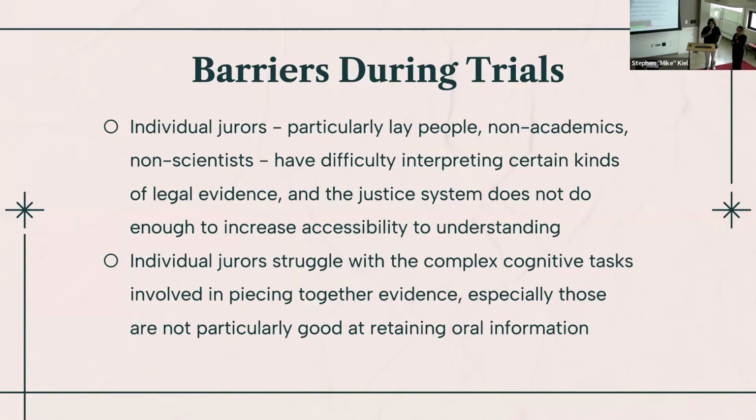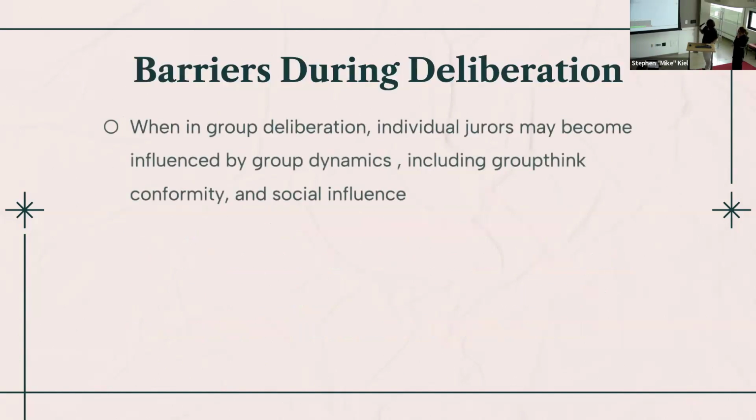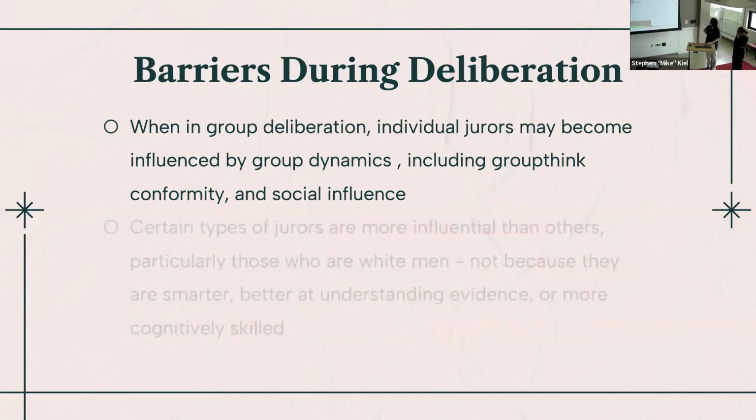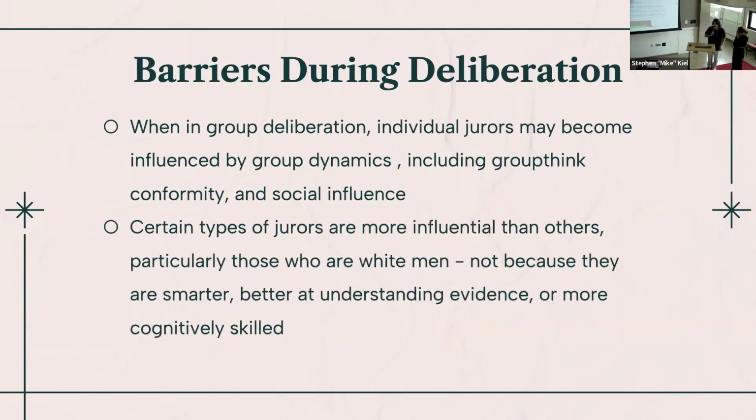Let's say that lawyers do a good job making the evidence contradict each other, even if one side paints the story a very different way, and then you have these contradicting pieces of evidence. It's hard to weave it all together. And then after the trial, during deliberation, there are issues of group dynamics, groupthink, conformity, and social influence, as well as the fact that certain jurors have personality traits and individual differences that make them more influential than others.